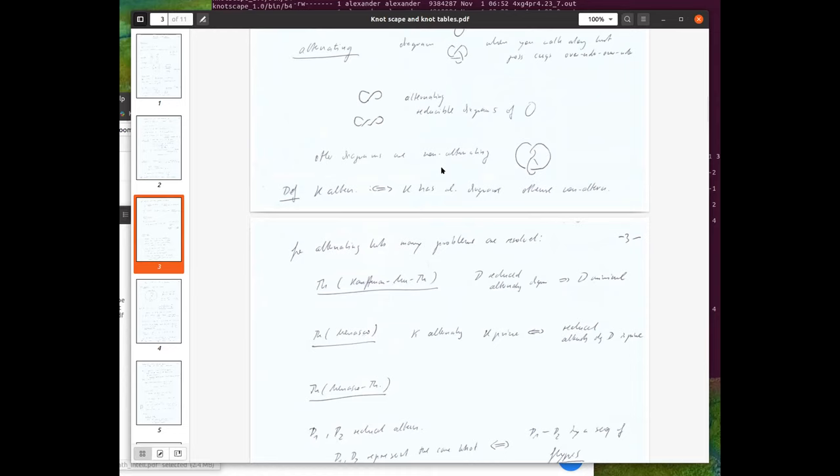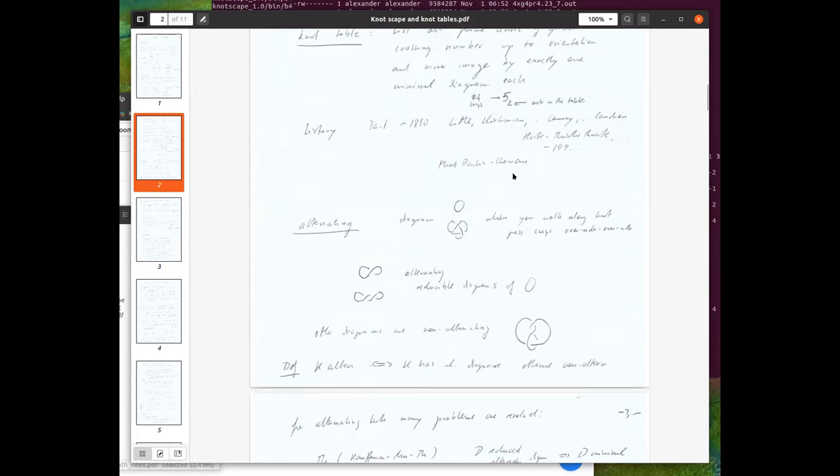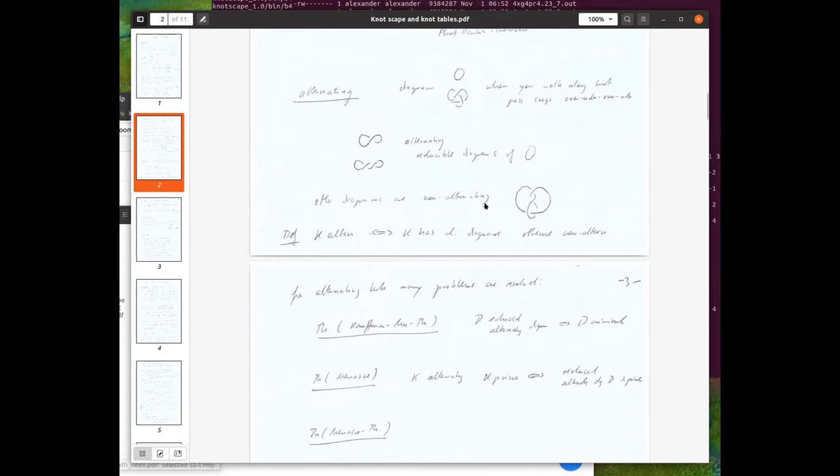So, for example, when you take this diagram, okay, then you run here and you pass above, and the next time you also pass above. All right, and here you pass below, and next time you also pass below. So this is not alternating. You can immediately see that this is a diagram of the unknot. Okay? You can simplify this by one crossing, and then you get that. So you have, of course, also non-alternating diagrams.